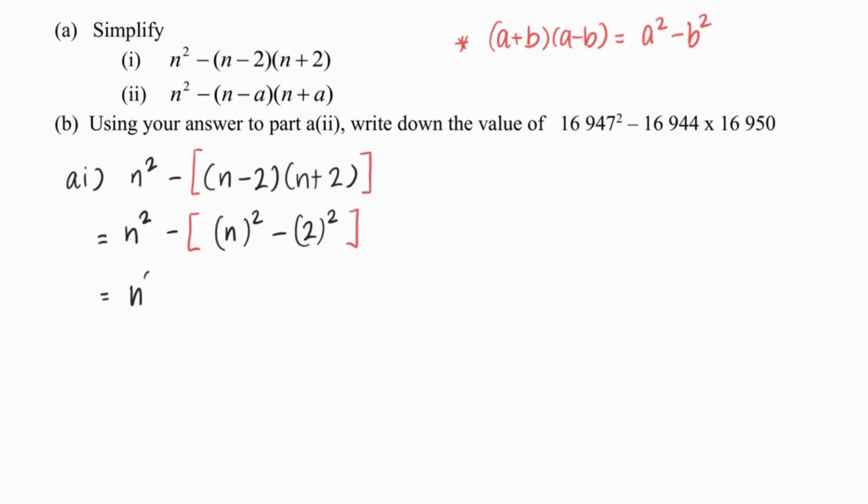So I will have n square minus my n square minus 4. So continue to simplify, you will get minus n square. This is important. Negative times negative will give me my positive 4. And final answer, positive 4. Because n square minus n square is equals to 0.